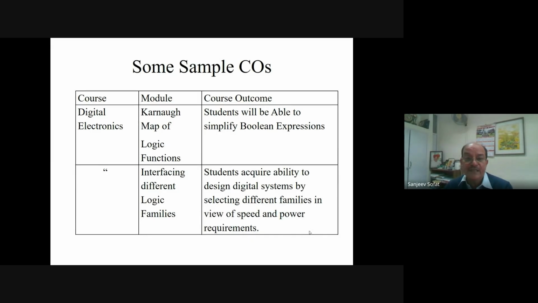Okay, a course outcome is to be able to simplify Boolean expressions. So what is the module which will cover this? Maybe K-maps, logic functions. Ability to design digital systems by selecting different families in view of speed and power requirements. Interfacing different logic families. Maybe something with electronics.